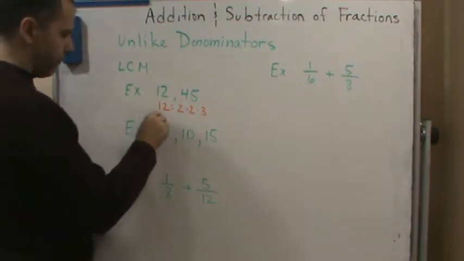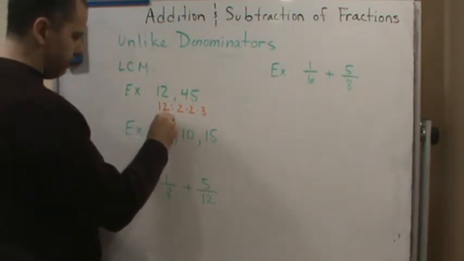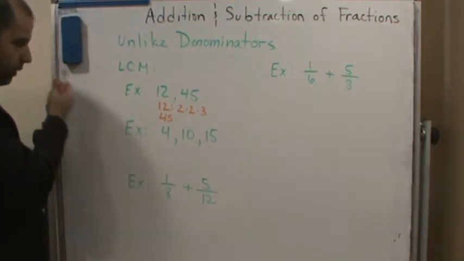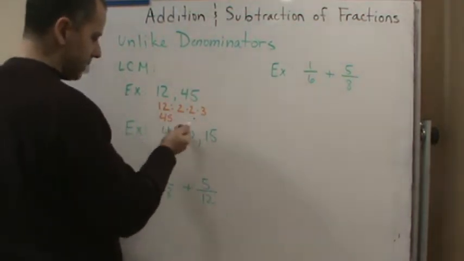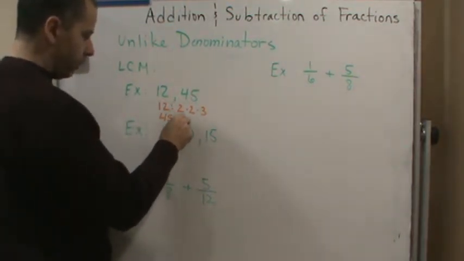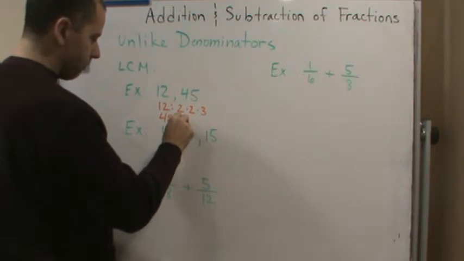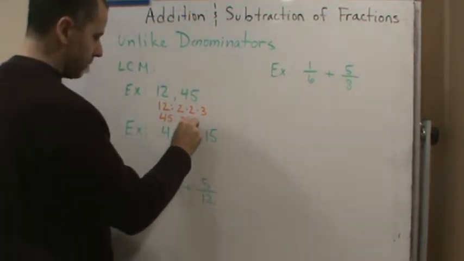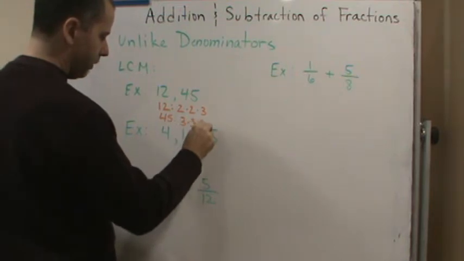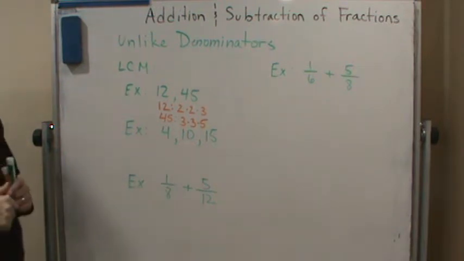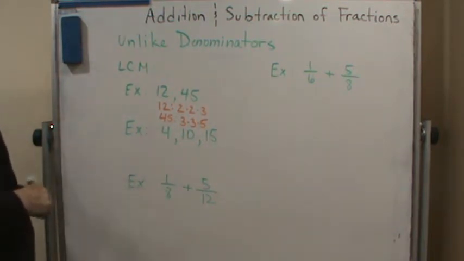Now what about 45? The prime factorization of 45, obviously it's not going to include 2, but it's going to be 3 times 3 times 5. Now, once I have the prime factorization of each number, here's what you do.